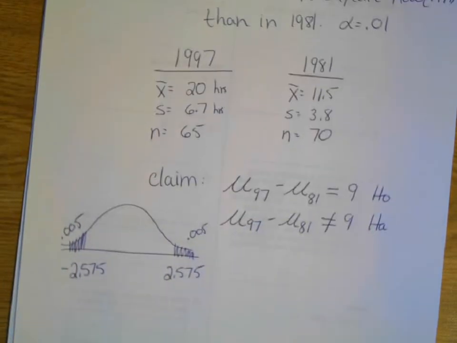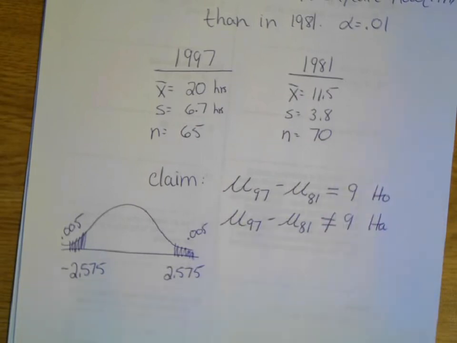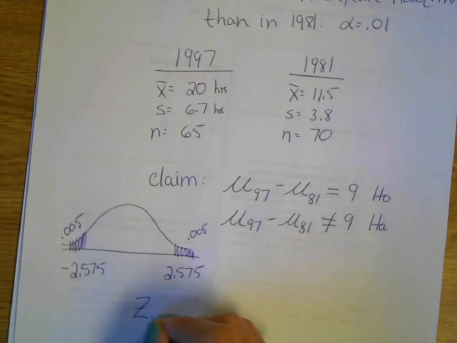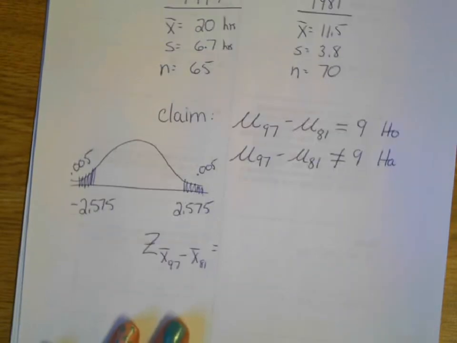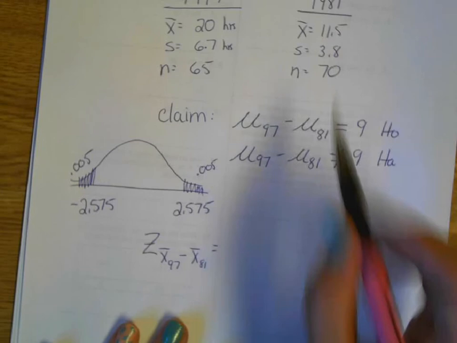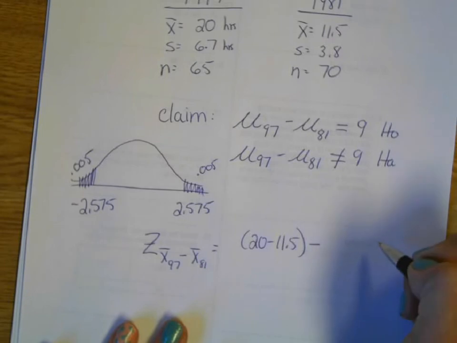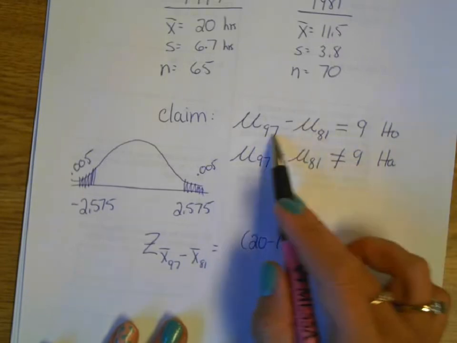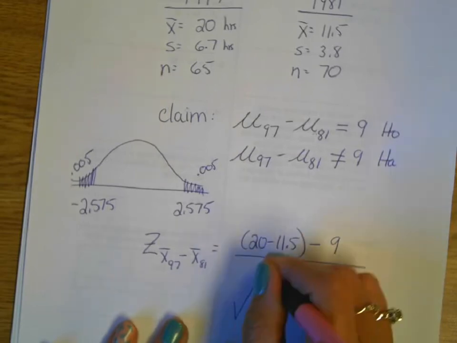Now when we go to do our sample, that second part of it actually has a value because the H0 has a 9 in it instead of a 0. So our z-score for the 97 average minus the 81 average, formula says we'll go 20 minus the 11.5. And the difference in the population means they're telling me is 9. I don't know what they actually were, but I know what the difference is. And then the bottom.